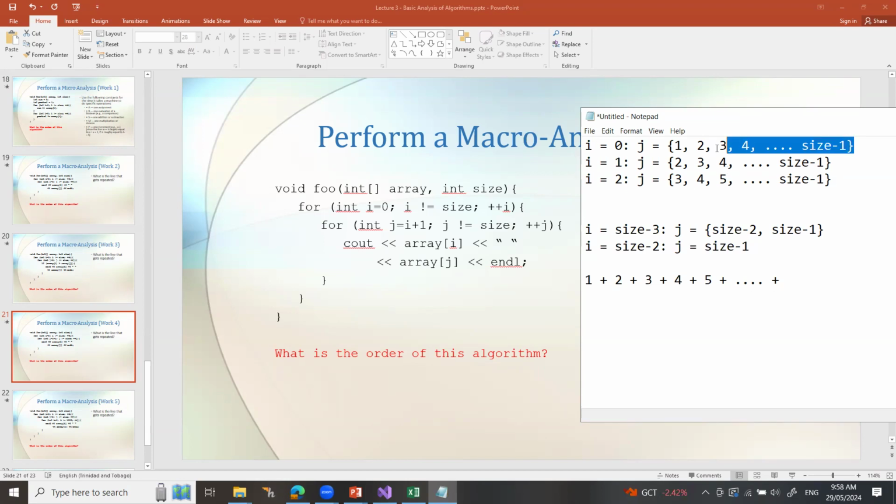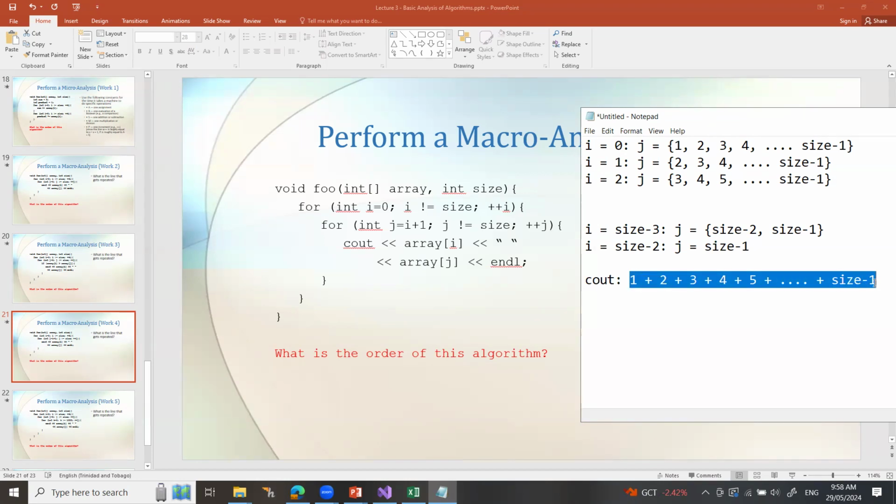Okay, how many times did it run here, the first time? Size minus 1 times. Size minus 1, right? So therefore, the number of times cout is executed is the sum of this expression: 1 time and 2 times and 3 times and 4 times, and so on. So how much is that in total?